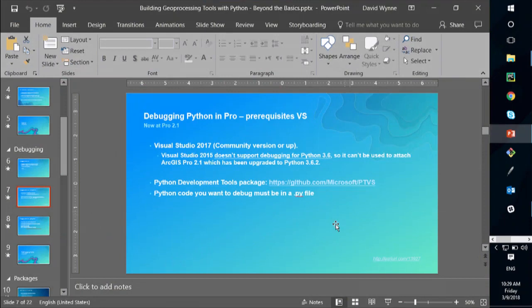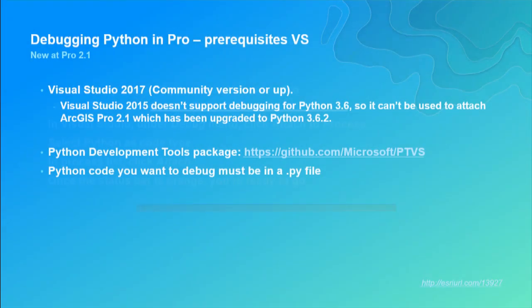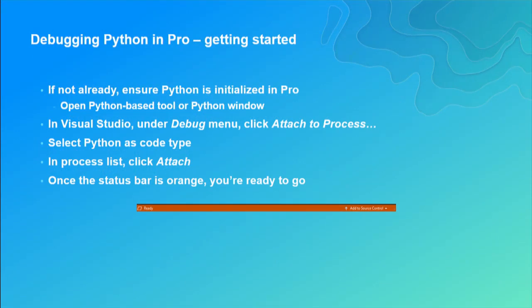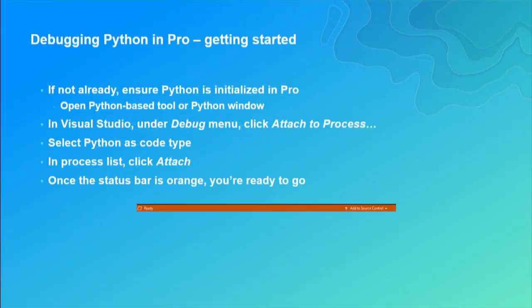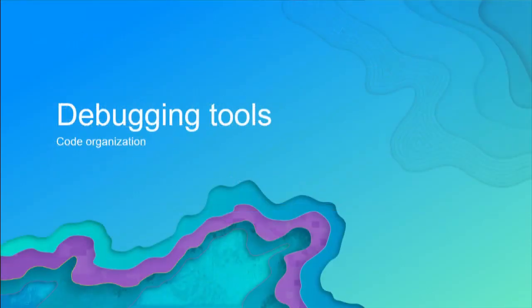All right, so that's just the process really, right? Attach to process, select Python code type, attach, and then, once you see that little orange bar, you're ready to go. Okay.